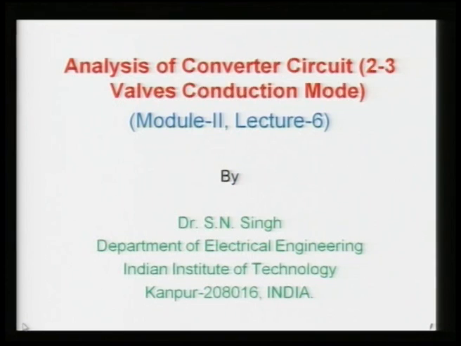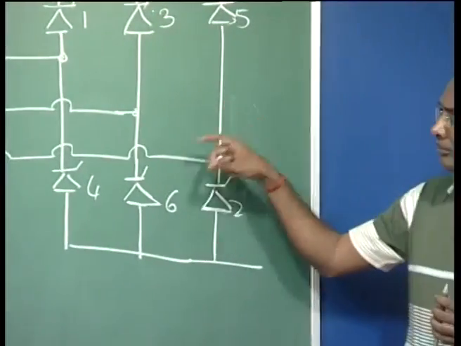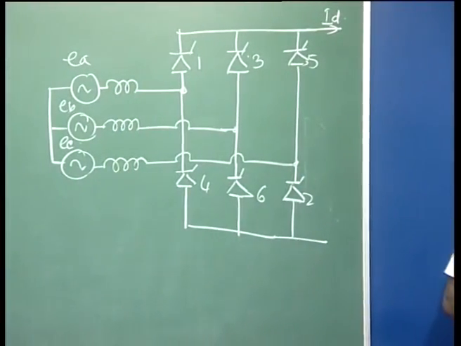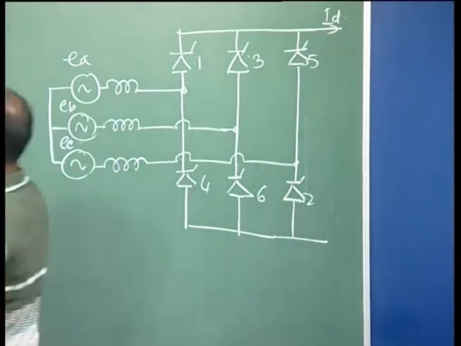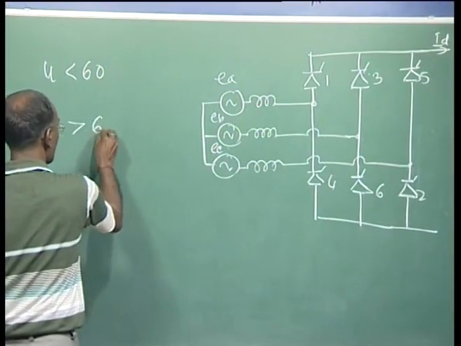So, in this lecture also, that is lecture number 6 of module 2, I will discuss again the 2 and 3 valve conduction mode. In the last lecture, lecture number 5, I explained how to calculate the DC output voltage of the circuit when the effect of these inductances is taken care of, that is, when U is less than 60 degree, sorry, U is less than 60 degree. Another mode we will see is U more than 60 degree.